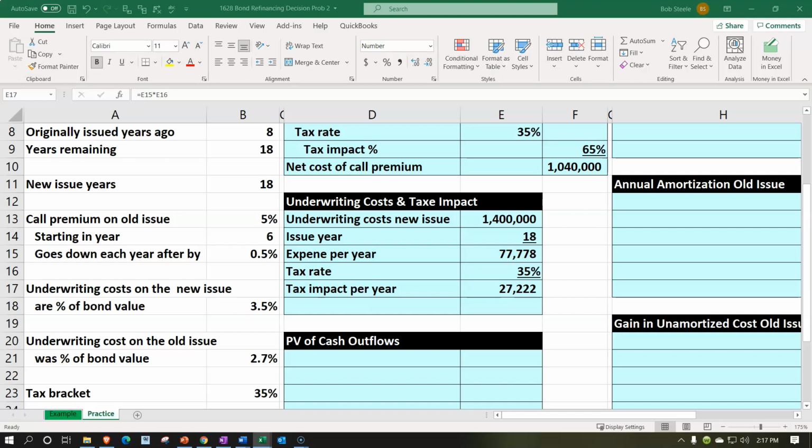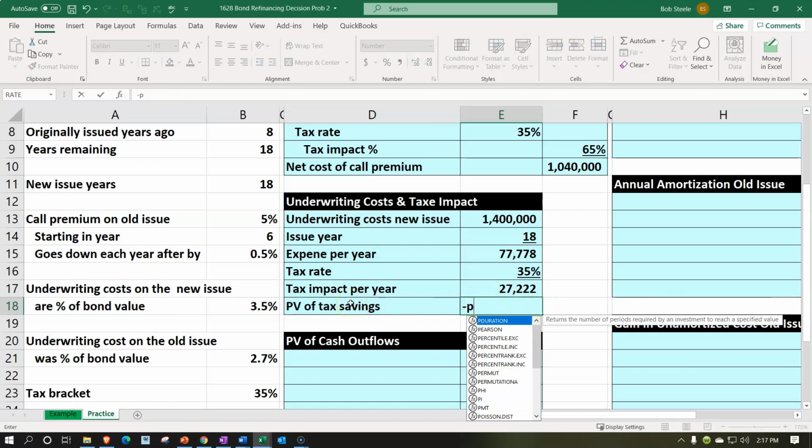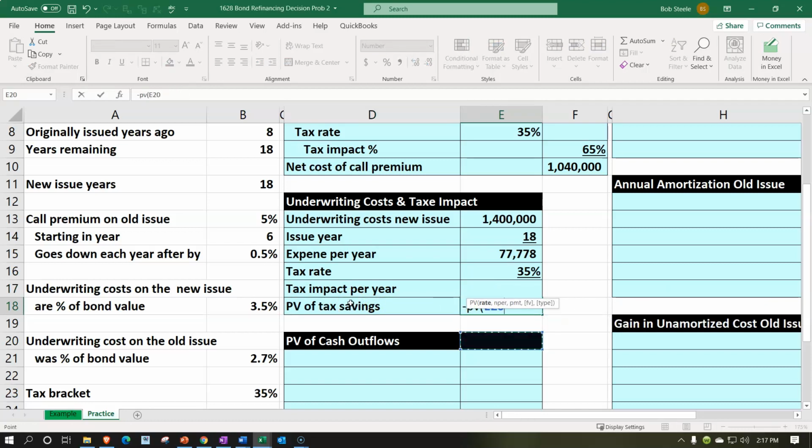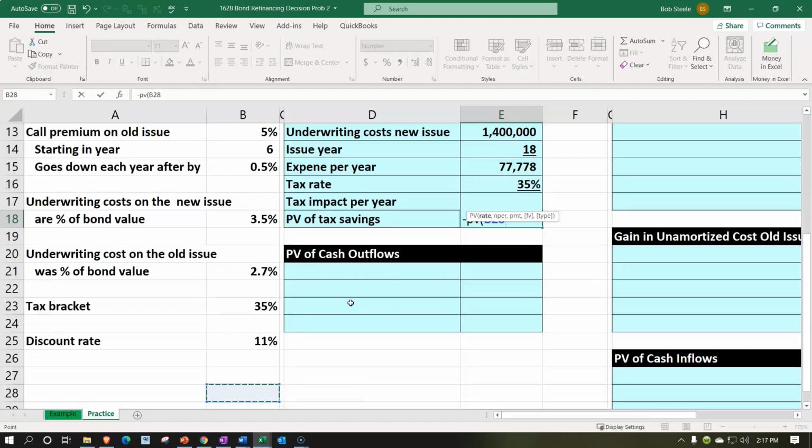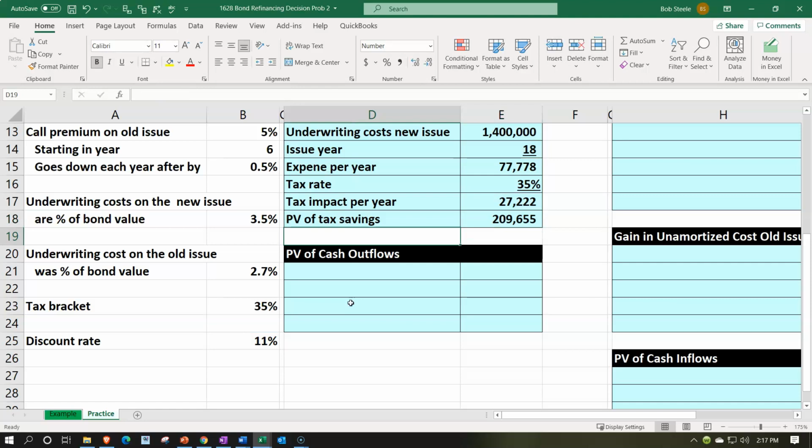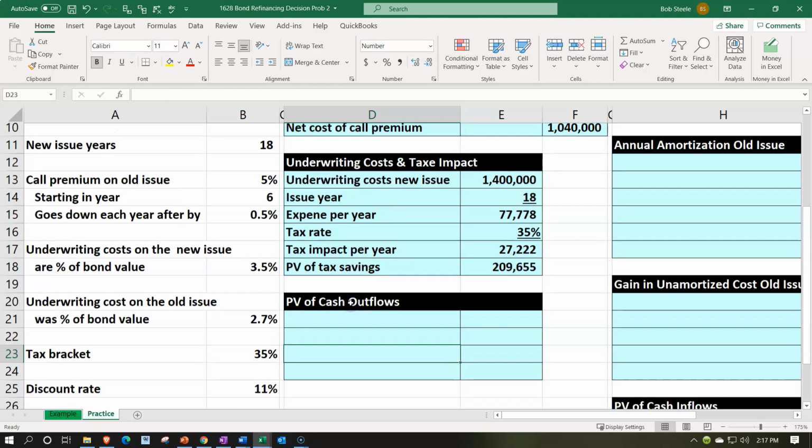So we're going to take the present value of the tax savings, let's call it that. This will be negative present value, shift 9. The rate is going to be our 11% discount rate, comma. Number of periods will be 18, comma. And then we've got that payment amount, the 27,222. That gives us the 209,655. So that's going to be our benefit.